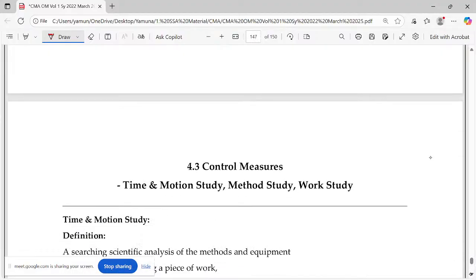So that's about the second part. Probably you may expect any one of the two headings here, either continuous or intermittent production system.